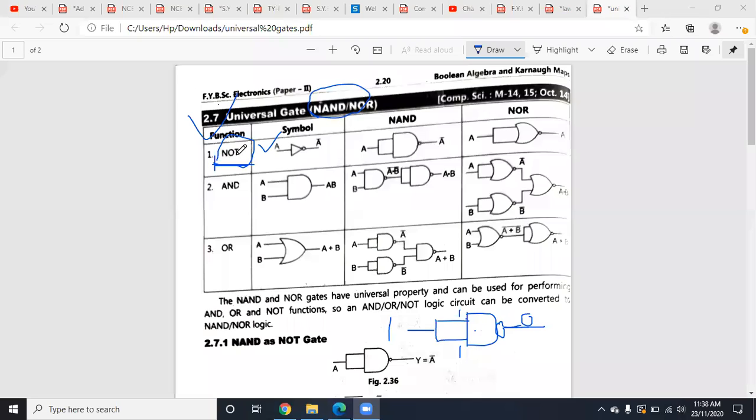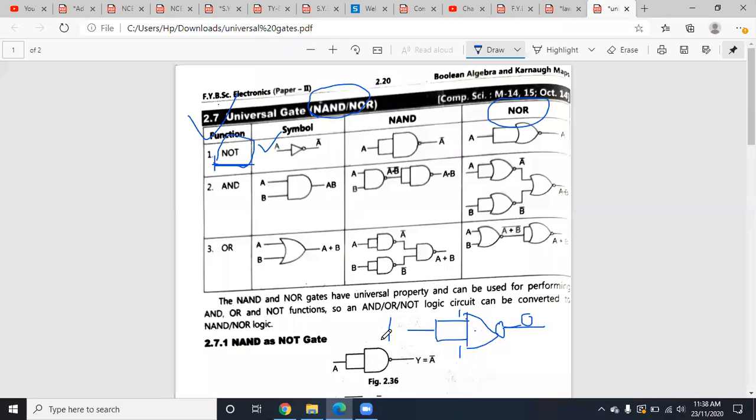Now we have to achieve the same NOT gate by using a NOR gate. Okay, what do you want to do with the NOR gate? You want to achieve a NOT gate. In that case, see. This is how my NOR gate will look like.